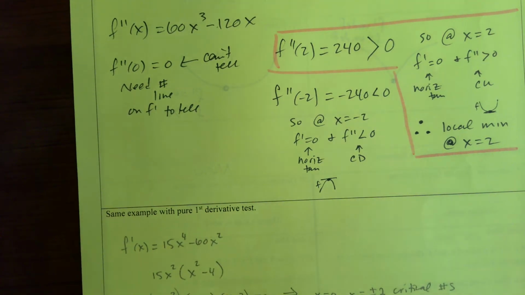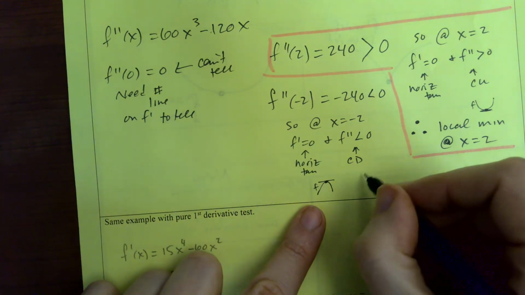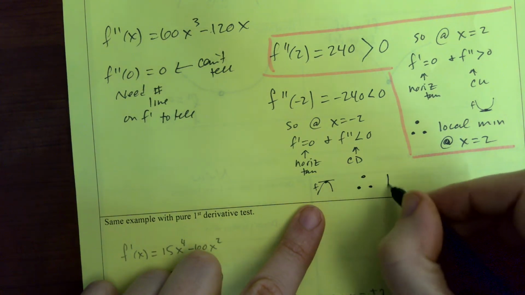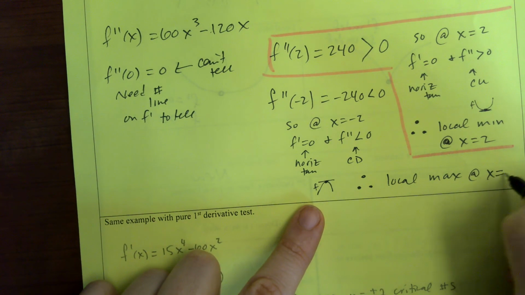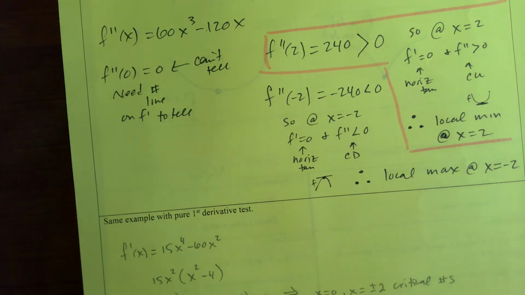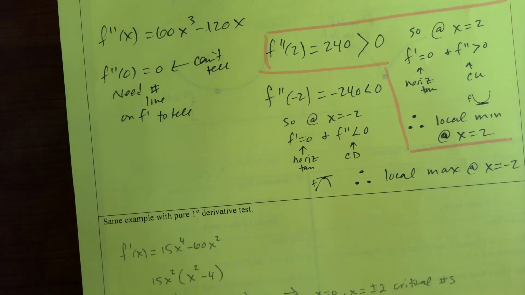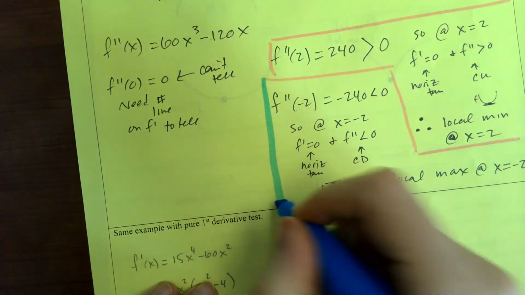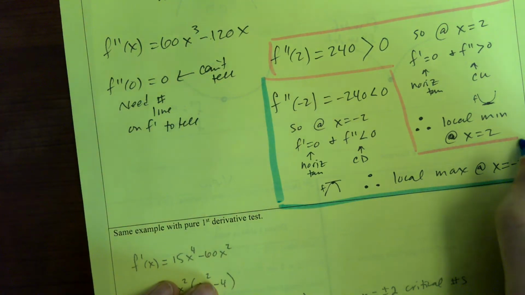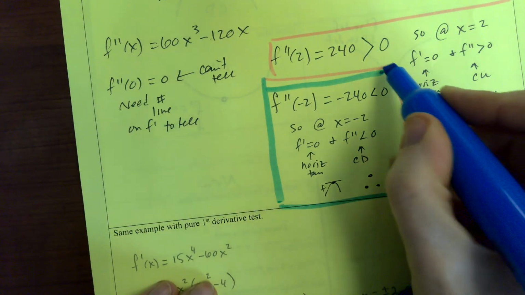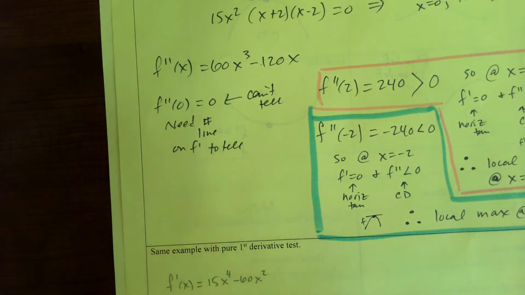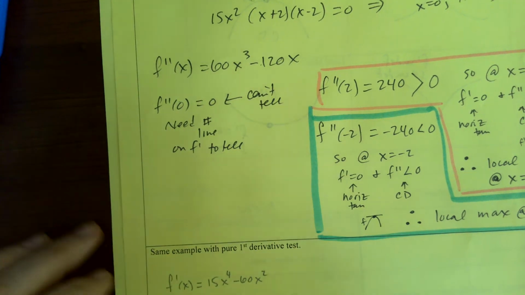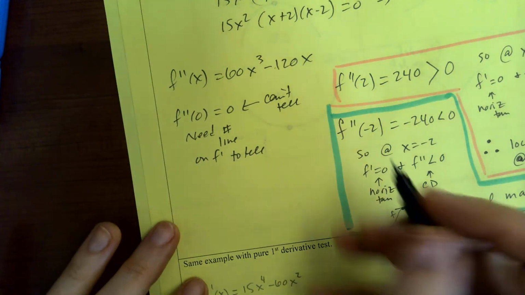I'm just making a video. Therefore, local max at x equals negative 2. Okay, now, remember, it didn't actually end up working. We didn't get positive or negative for 0. So you've got to do the number line, but only at 0.